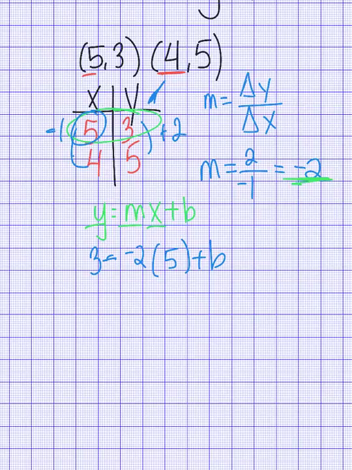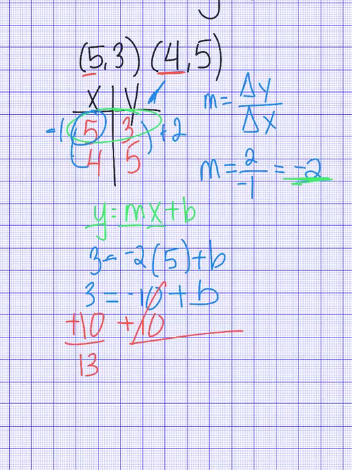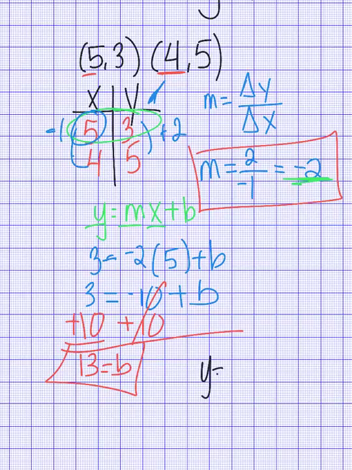So now we're going to solve this. So 3 equals negative 2 times 5 plus b. So we're going to simplify negative 2 times 5, which is negative 10, plus b, and then do inverse operation. So that's a minus 10. We're going to add 10. Whatever you do to one side, you do to the other. And we're going to get 13 equals b. So here's our slope. Here's our y-intercept. Our final answer is going to be y equals negative 2x plus 13.